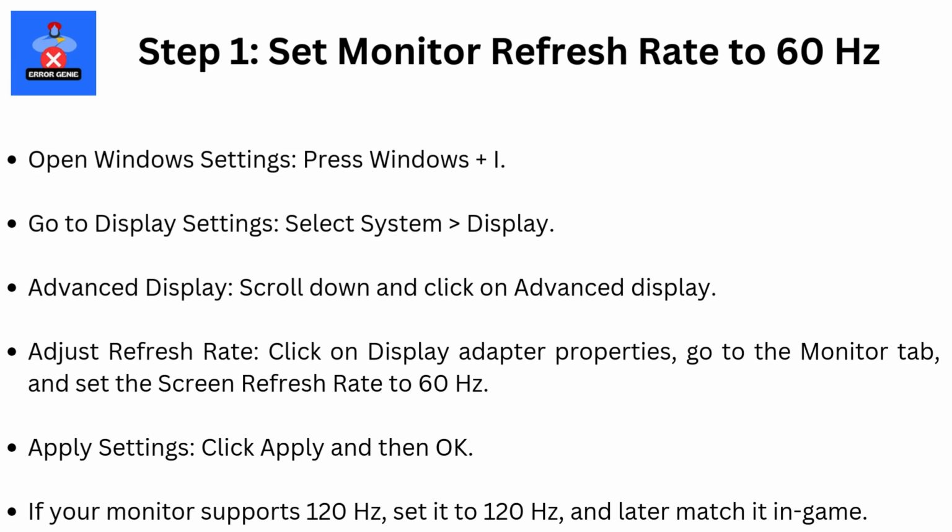Adjust refresh rate. Click on Display Adapter Properties, go to the Monitor tab and set the screen refresh rate to 60 Hz. Apply settings. Click Apply and then OK. If your monitor supports 120 Hz, set it to 120 Hz and later match it in-game.